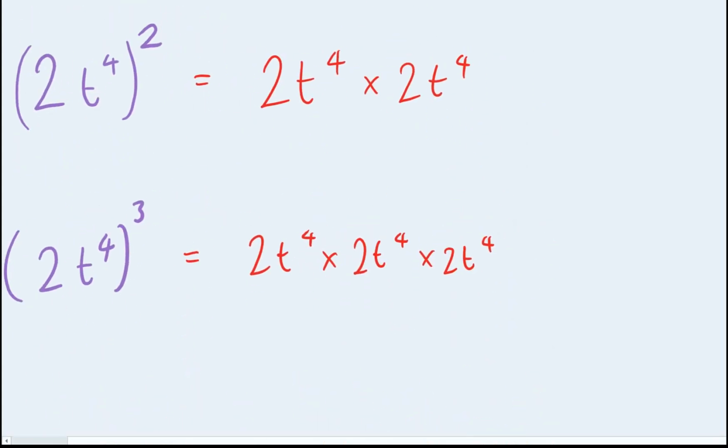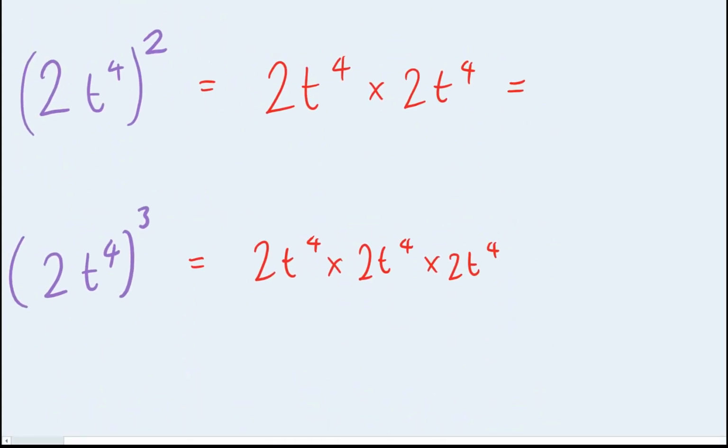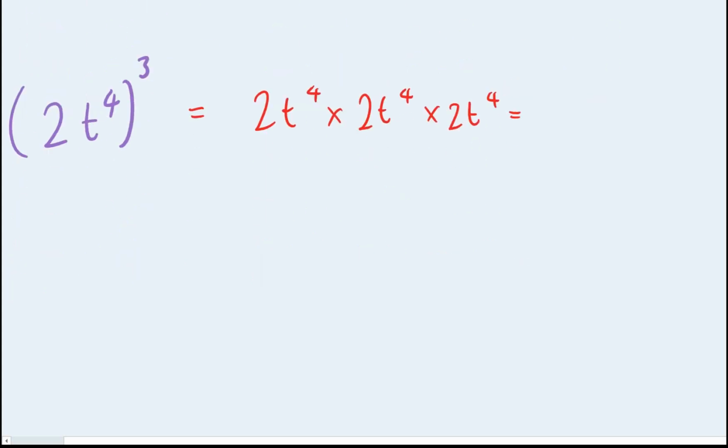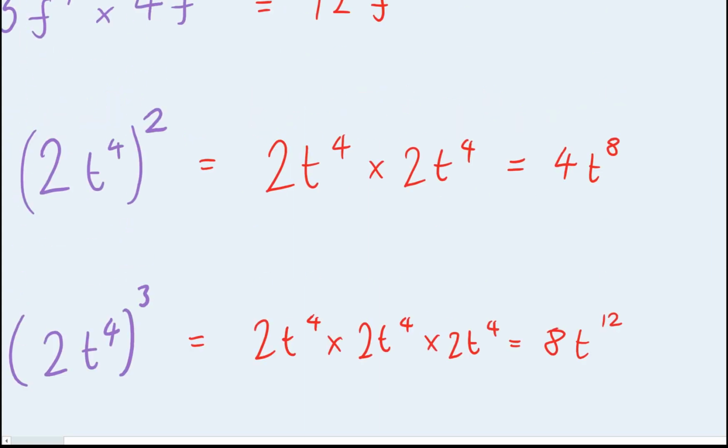We're going to times the numbers and we're going to add the powers. So 2 times 2 is 4 and 4 plus 4 is 8. Same thing down here. 2 times 2 times 2, that's going to be 8, and 4 plus 4 plus 4 is going to be 12. Okay, so that's how the timesing works.